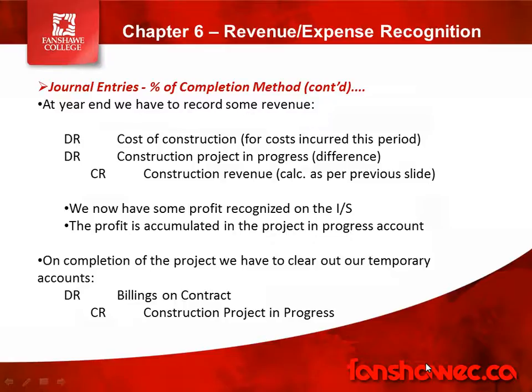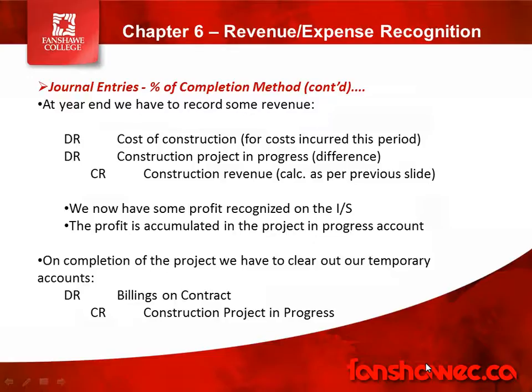Because of our standard formula, profit plus costs equals total revenue. If you don't understand it, draw it into your T account. Under PIP, you should have $80 for the expenses, and you should have $20 for what you just put in there for profits. So at the end of a project, your PIP is always going to equal your billings on contract, your BOC account. So to get them off our books, we just debit BOC and credit PIP.